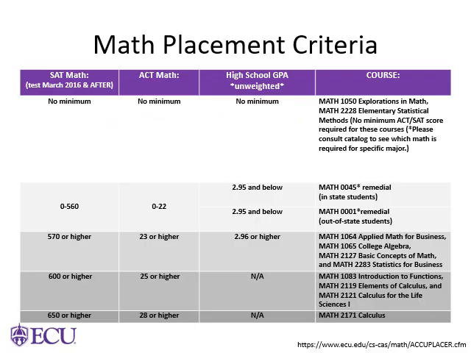This slide shows the math placement criteria as determined by the math department at East Carolina University. For students with majors in the social sciences, humanities, or fine arts, you can take Math 1050 or Math 2228. There is no minimum placement score required for you. Those majors may take either one of those courses regardless of math SAT, ACT, or high school GPA.